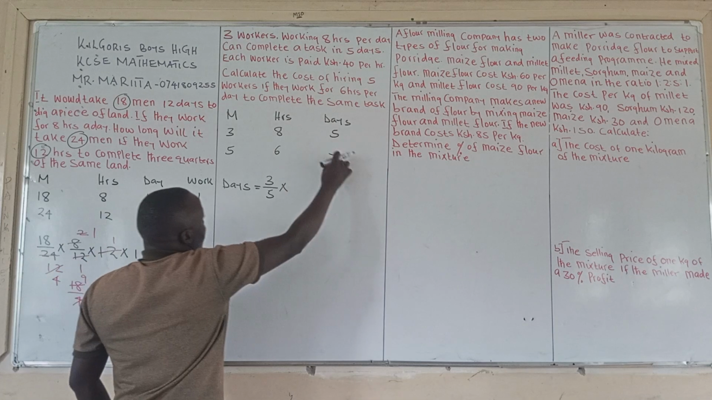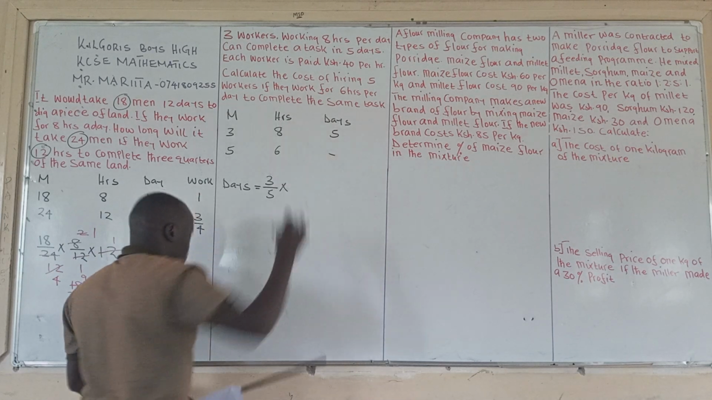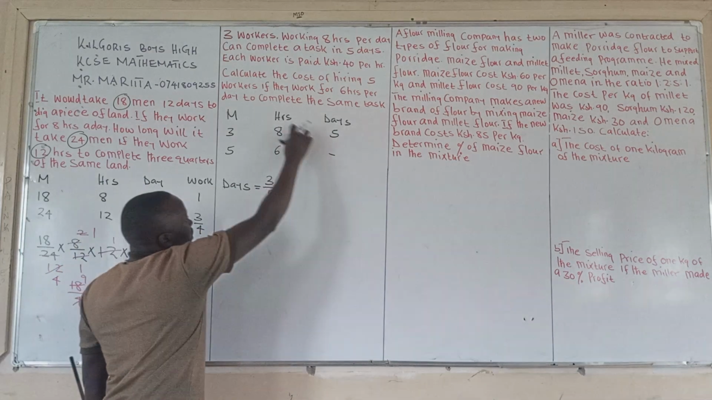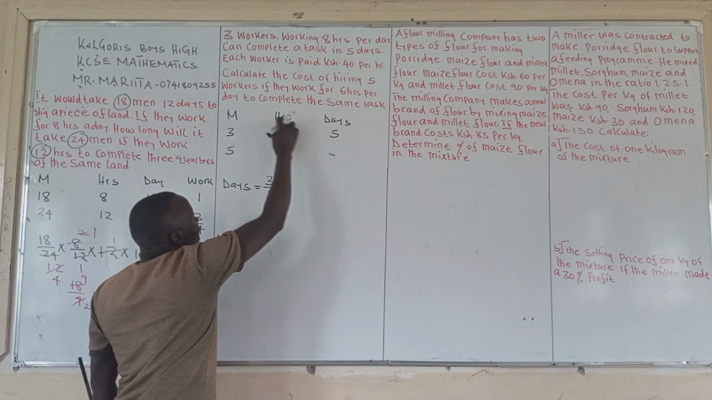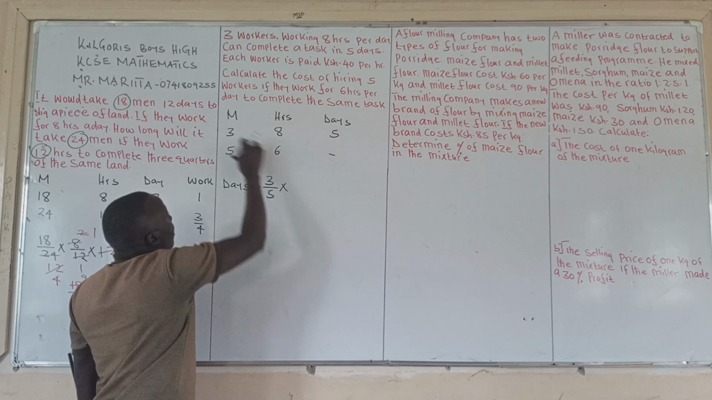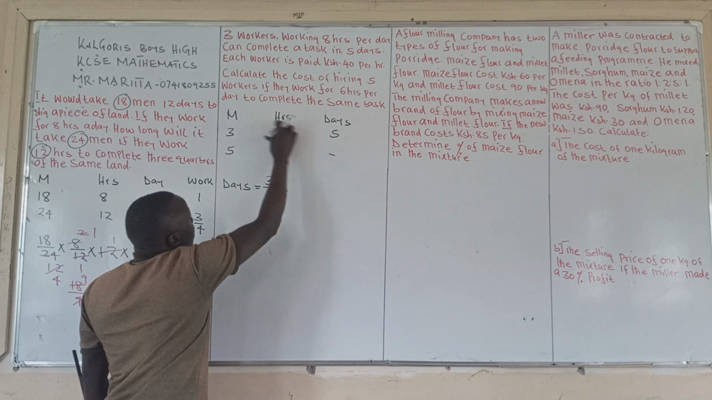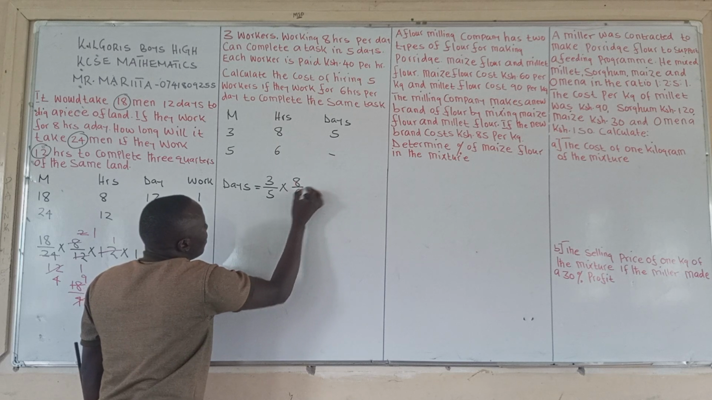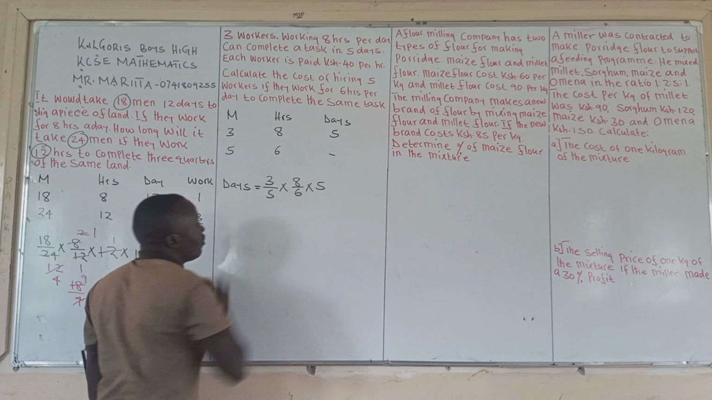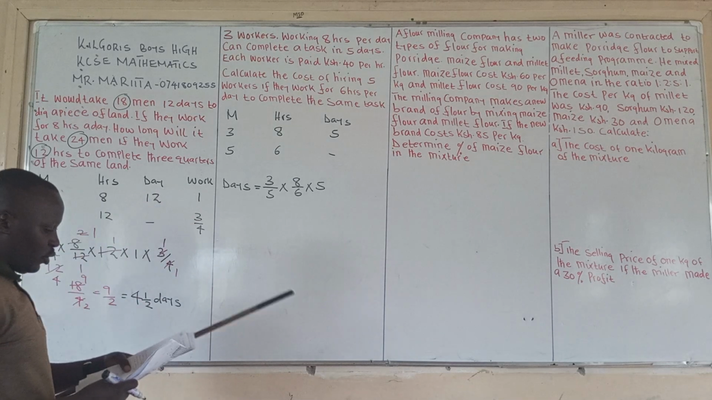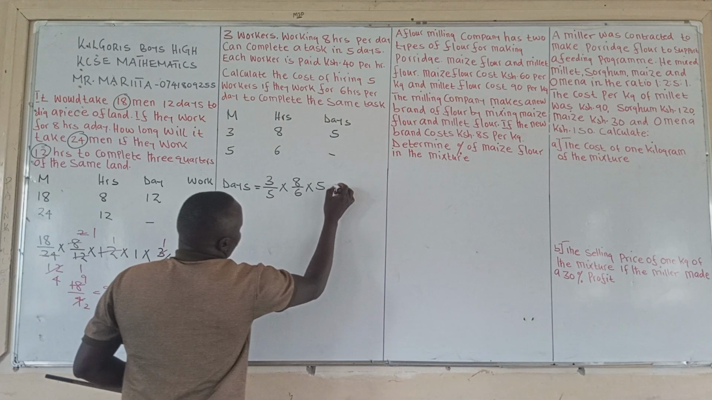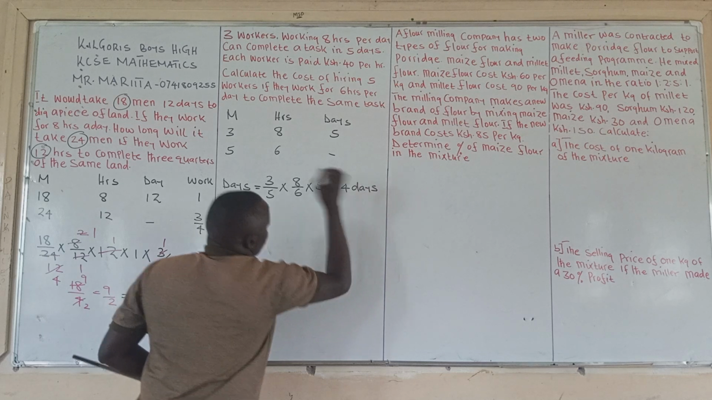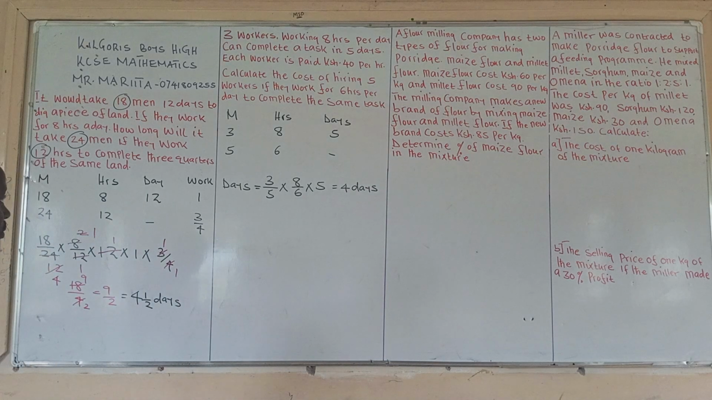So if the number of days will increase, we take the larger fraction. Increase, the larger fraction is 8. Decrease, the smaller fraction is 3. Increase, the smaller fraction is 8. So in this case you will have 8 over 6, times 5. If you calculate that, the number of days is equivalent to 4 days.